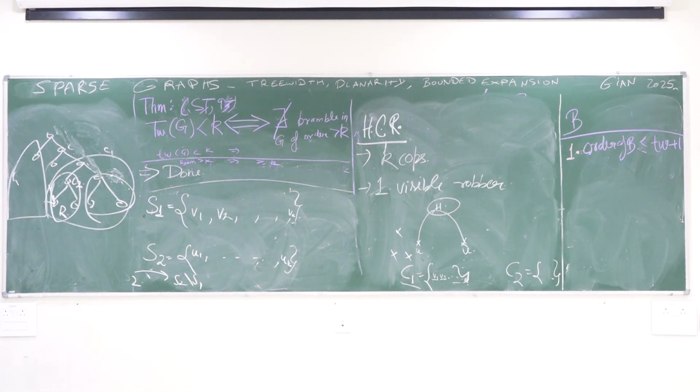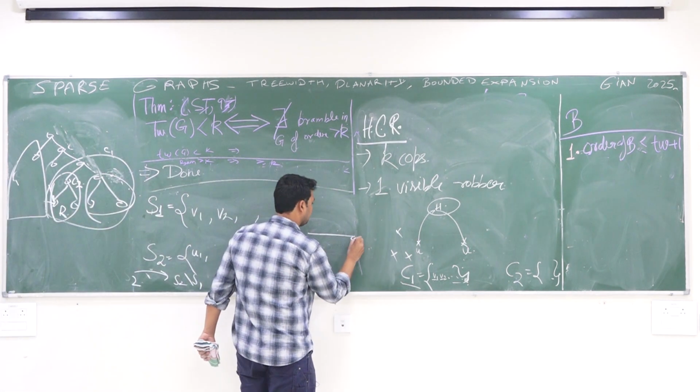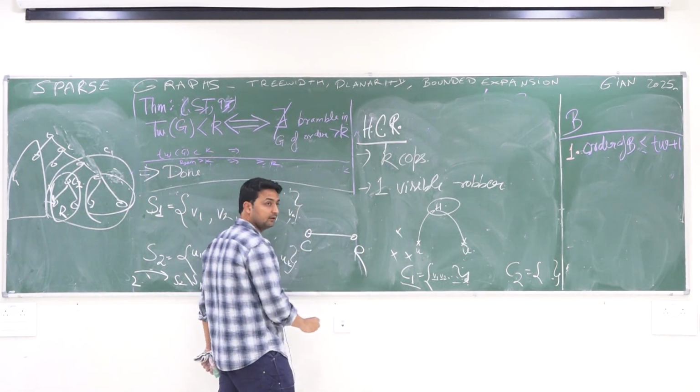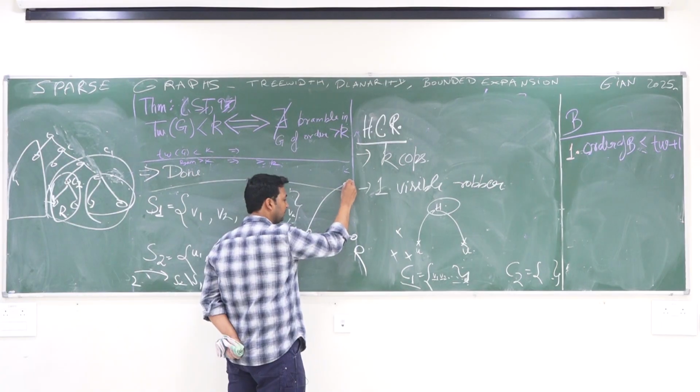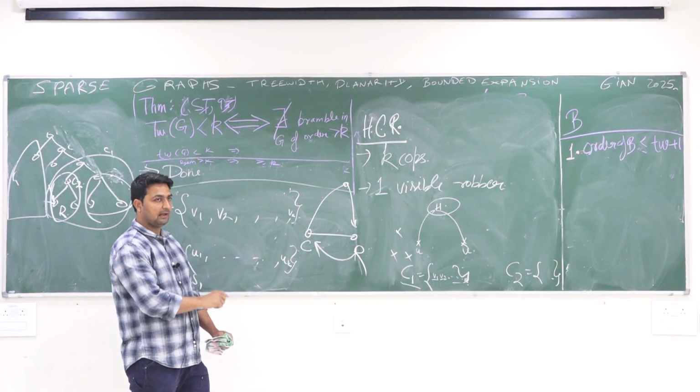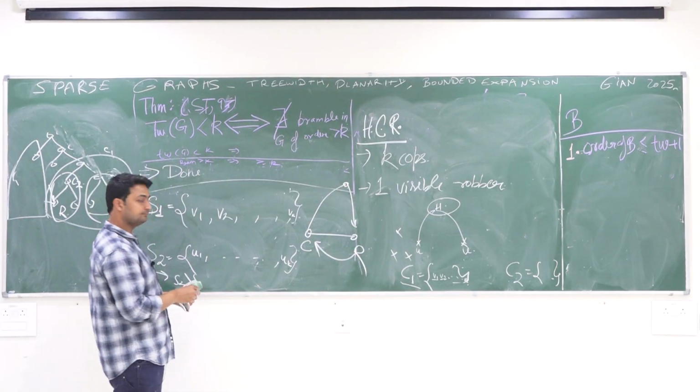In fact, you could ask whether one cop is enough. One cop is not enough, even for an edge. Zigzag. So this is your cop, the robber starts here. You go in the helicopter, and when you come down, my robber goes here. Zigzag. And this goes on forever.